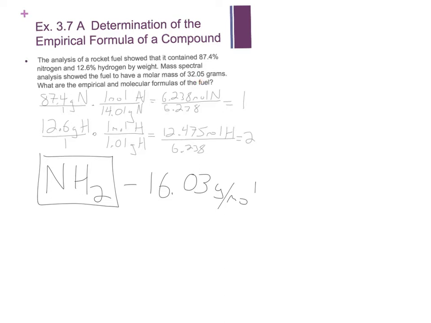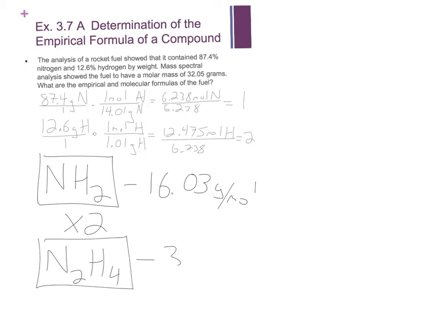Again, this is a simple one to see. The actual molar mass is 32. My empirical is 16. My molecule is going to be 2 times bigger. It has to be in this 1 to 2 ratio, because that's what my empirical formula data showed, but my molecular formula is double, N2H4, and that will match the 32.05 and meet that criteria for the molar mass of my molecular formula.